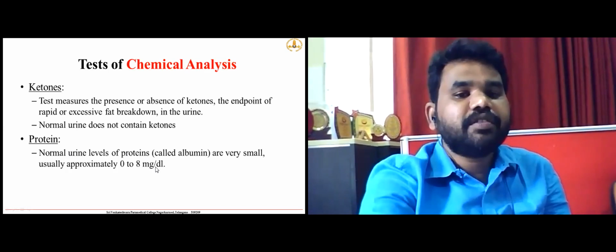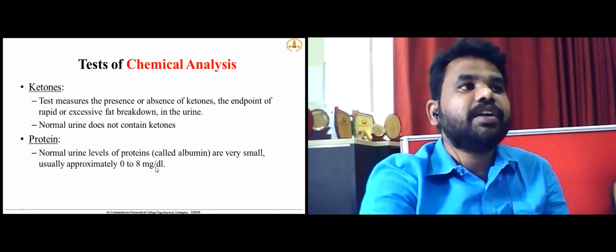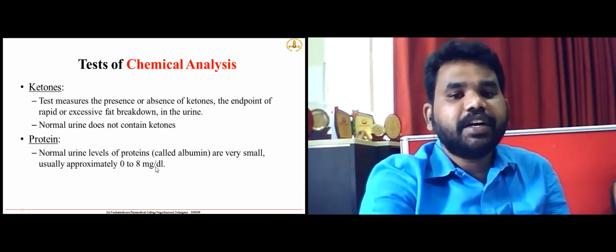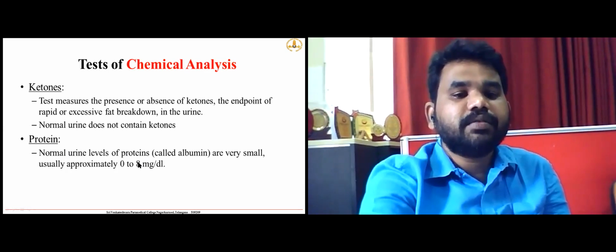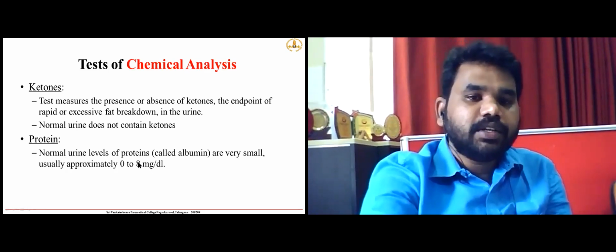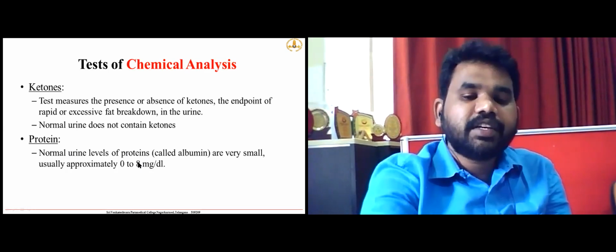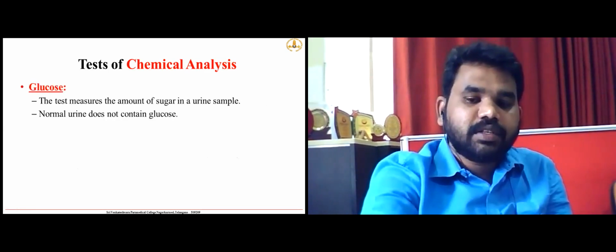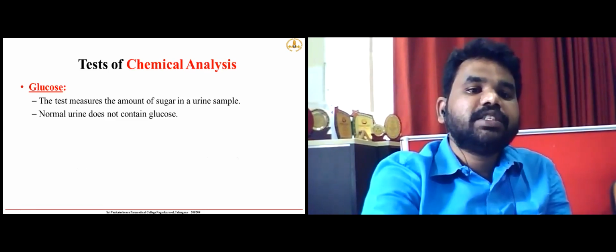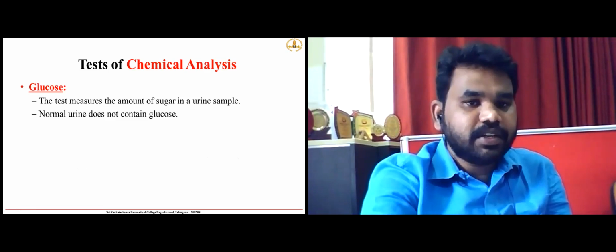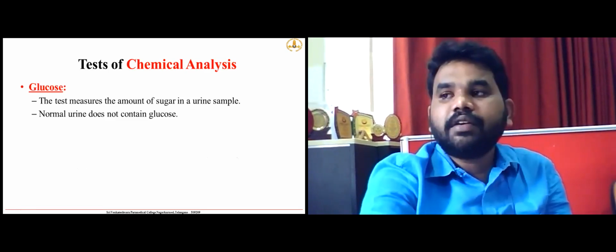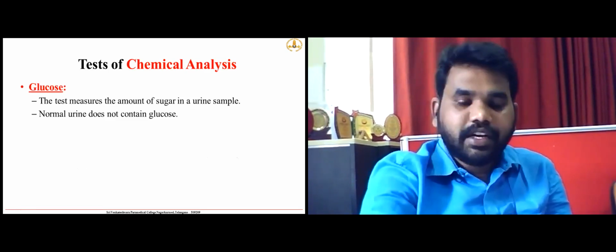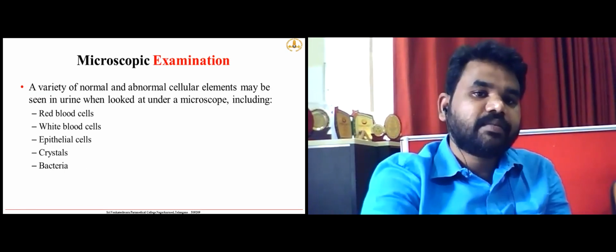Why very small? Because the proteins are very large in size and cannot be filtered through the glomeruli of the kidney. So that's why the protein levels will be low inside the urine. If proteins are high, then definitely there is a problem with the kidney. And one more test in the chemical analysis is glucose. This test measures the amount of sugar present inside the urine sample. Normal urine will not contain any glucose traces.